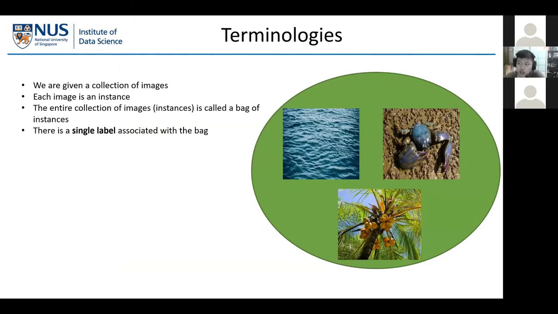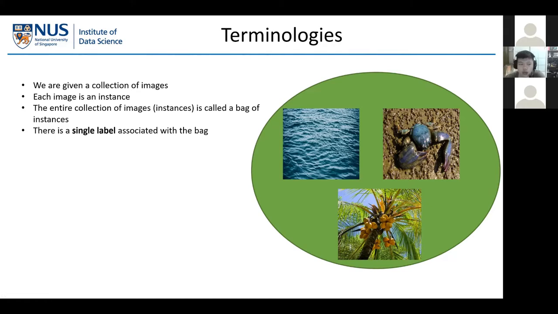Now you see, in this problem, we are given a collection of images. Each of these images, we will call an instance. And the entire collection of these images is called a bag of instances. In this case, I'm going to use the term bag of instances. A bag of instances is just a collection of various instances that might have some relation to one another. And in this case, that relation is that all of these images were taken from the same place. So that's the single label that we can associate with this bag of instances. Although we have multiple instances inside, there's only one single label that describes the entire thing at once.